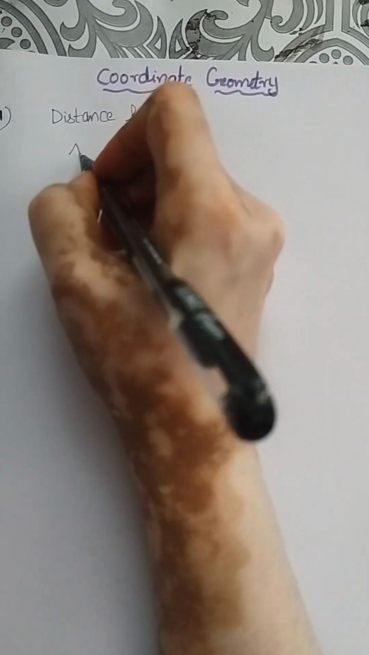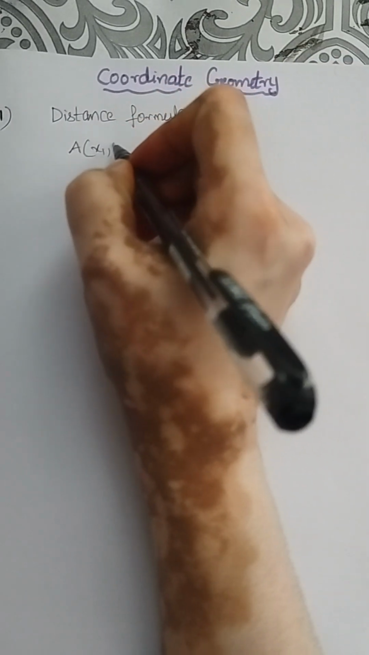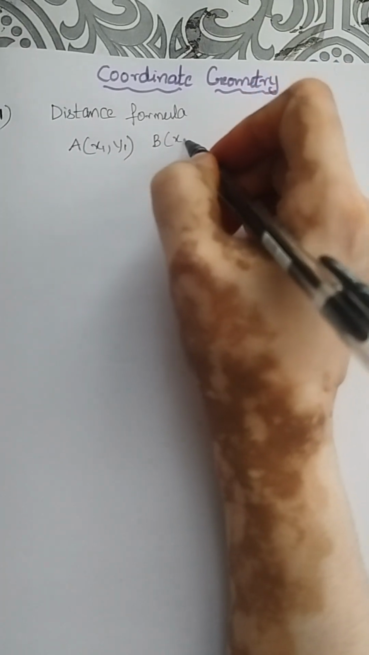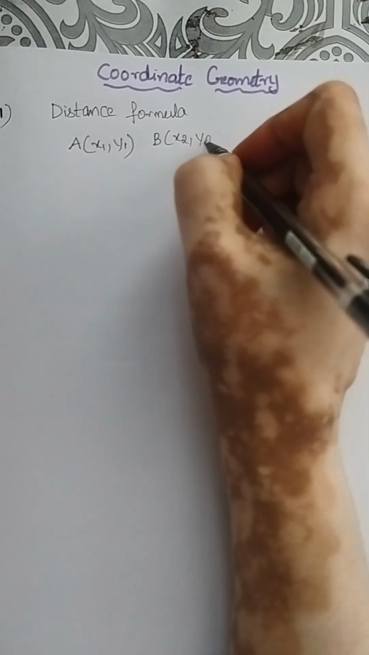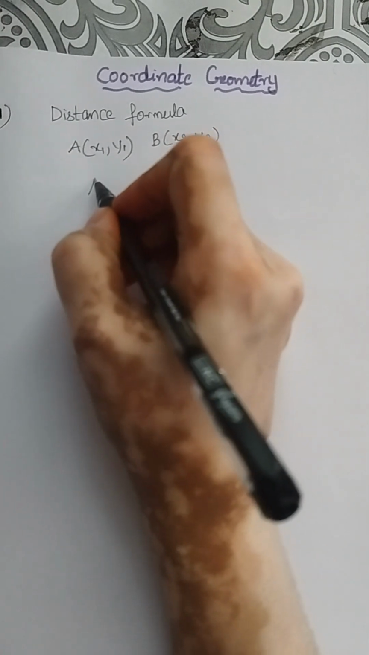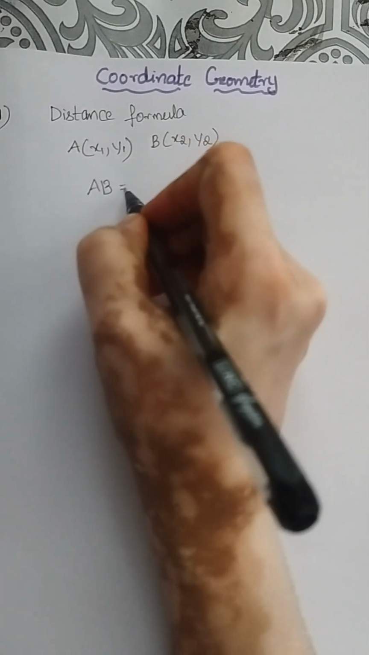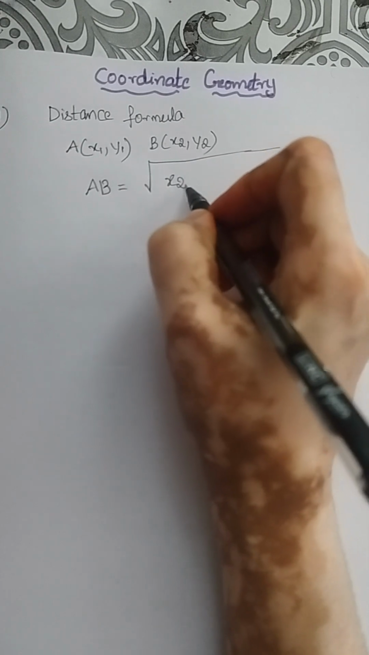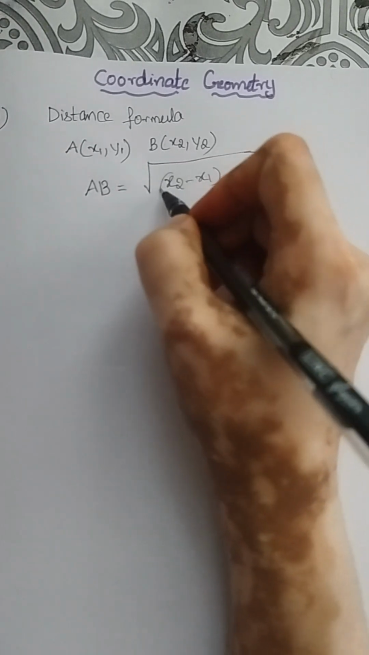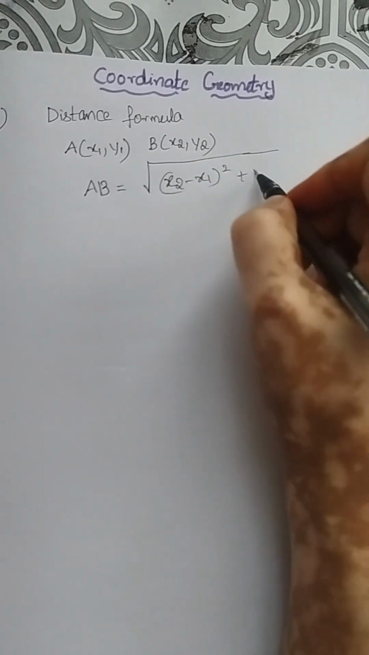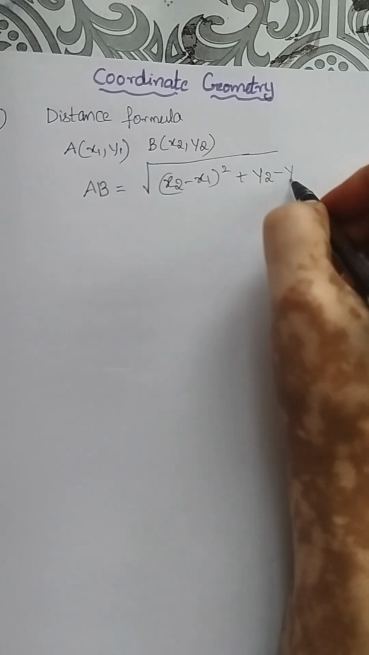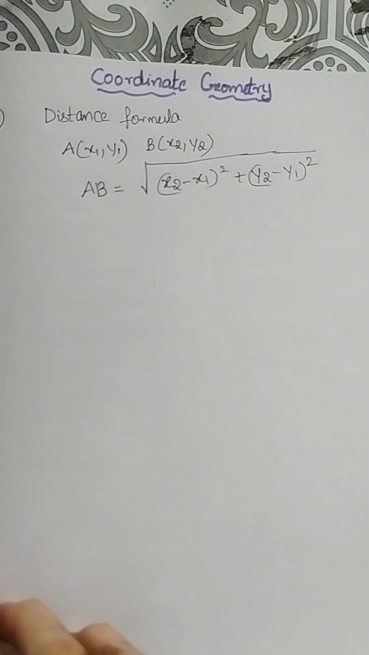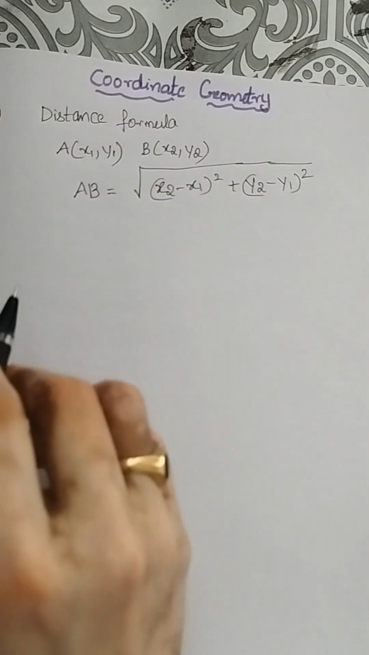Distance between A (x1, y1) and B (x2, y2). Okay, two points are there, so AB is the distance. This can be calculated by using the formula: square root of (x2 minus x1) whole square plus (y2 minus y1) whole square. Okay, so one example I will explain based on this formula.